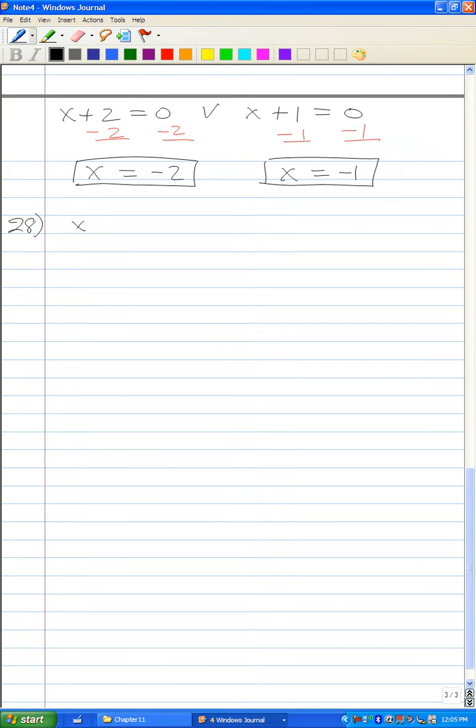x to the 4 minus 81 equals 0. Okay. So let me solve that. So this is the difference of squares. x squared minus 9 times x squared plus 9 equals 0. I can factor x squared minus 9. That factors into x minus 3, x plus 3.